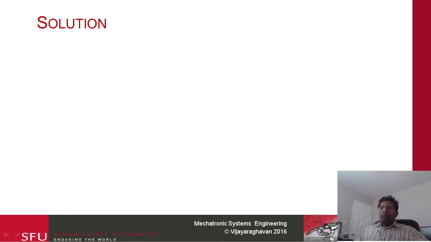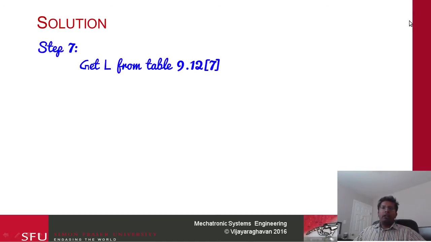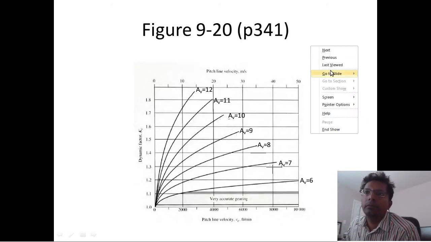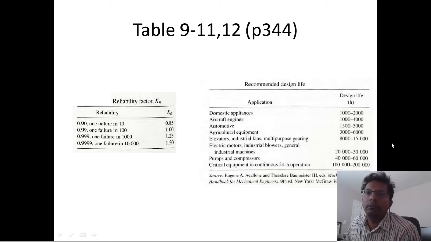Proceeding to the next step, which is going to be calculating the load. Before that, sorry, the next step is going to be calculating all the factors. So step 7 is to get the value of L from table 9.12. If you look at the table, for this particular application, it recommends 3000 to 6000 hours. So let's look at table 9.12. For this particular application, it recommends this in agricultural equipment. So this basically recommends about 3000 to 6000 hours.